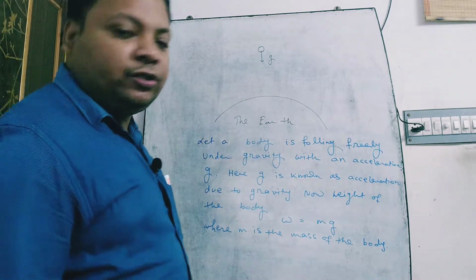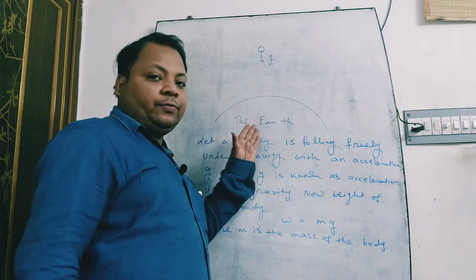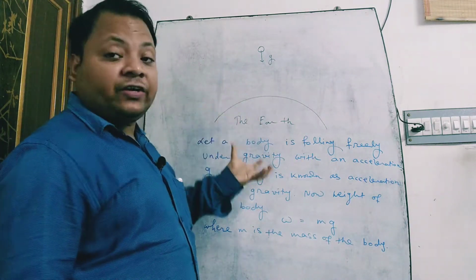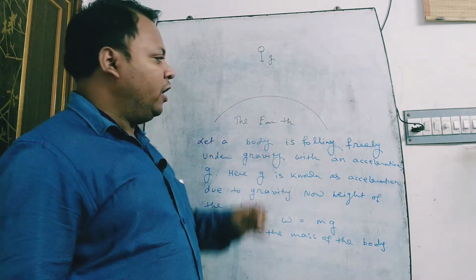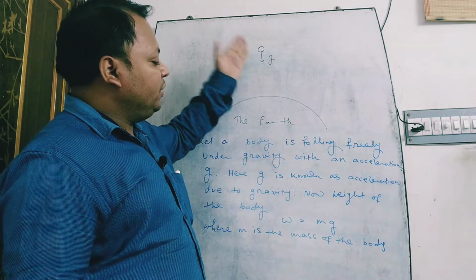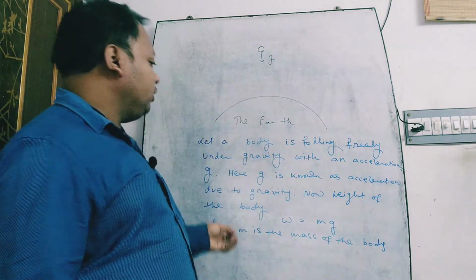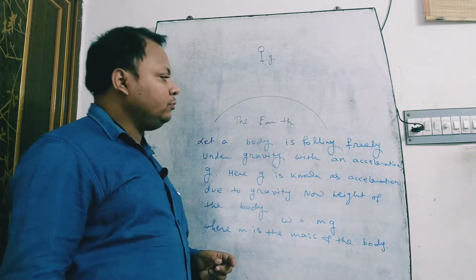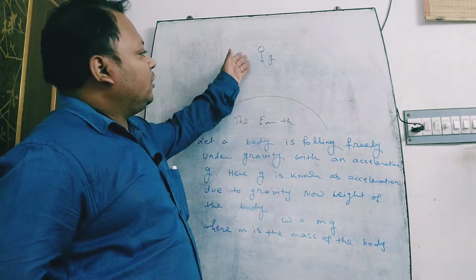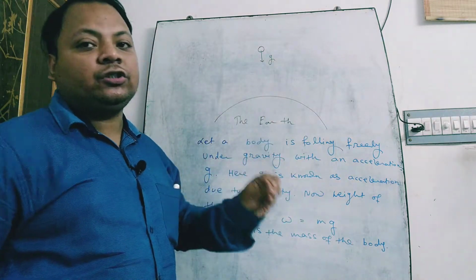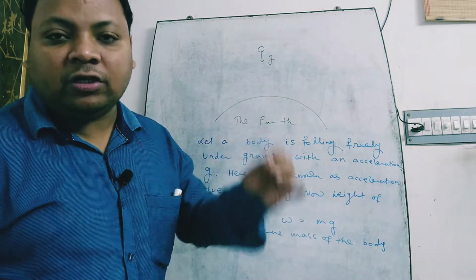Now acceleration due to gravity. Let a body be falling freely due to the attraction of the earth, or under gravity. The acceleration of the body is known as acceleration due to gravity and it is denoted by small g. That is, the acceleration of a freely falling body is known as acceleration due to gravity and it is denoted by small g.